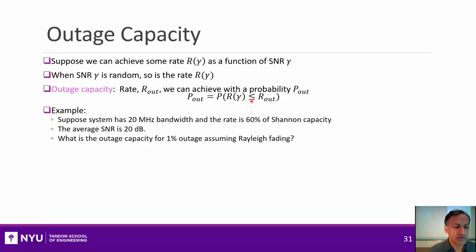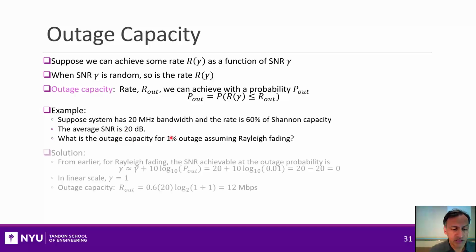Just as an example, suppose that the system is 20 megahertz of bandwidth, and you get 60% of Shannon capacity. It's pretty close to what happens in an LTE or a 5G NR system up to a certain spectral efficiency. Let's say that the average SNR is 20 dB. Then I ask you the question, what's the outage capacity for 1% outage, assuming Rayleigh fading?